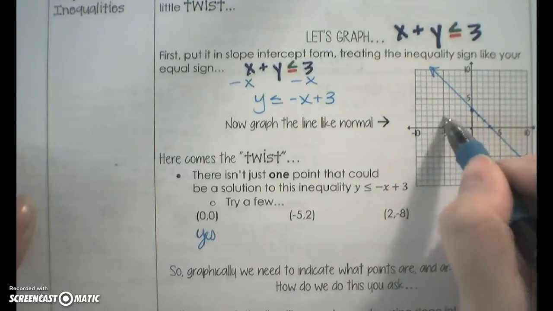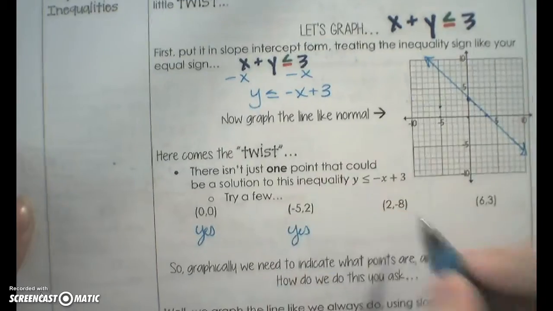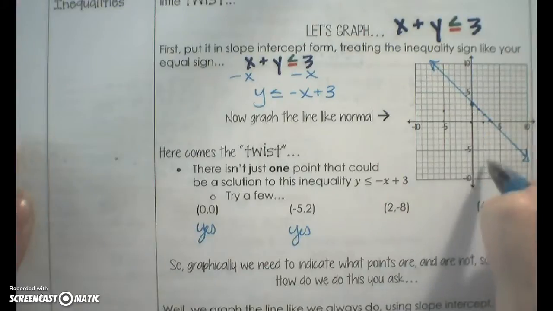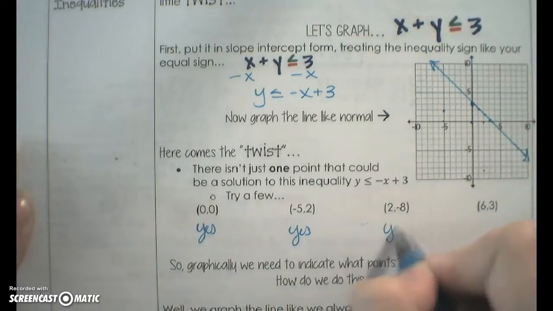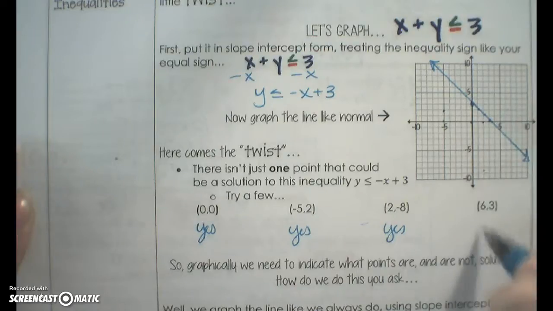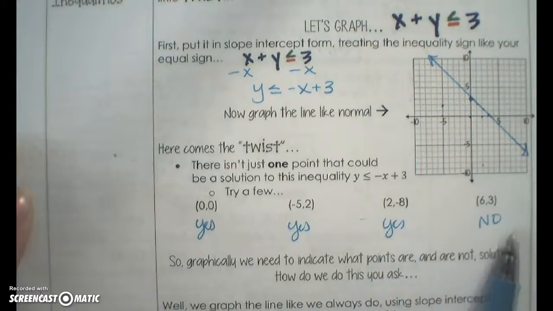-5, 2, yep, that's below this line, kind of where the mechanics are. And then we have 2, -8, so down here, yep. And then we have 6, 3, oh, that would be up here where the shops would be, so that would be a no. So how do we indicate that all these points are yeses that are below this line, or less than, and this one is a no?